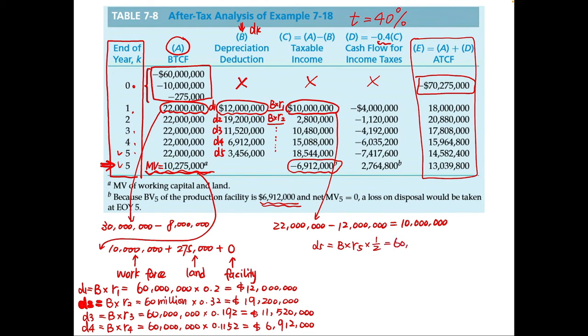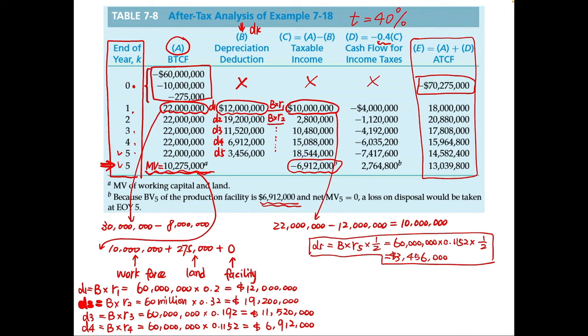So the B is 60 million. R5, if you check the table, it's 0.1152, and you need to half it. So the answer is 3,456,000. So that is the depreciation deduction in year 5, and this one is a little bit tricky. Okay, and then you have this B column filled up, and column C, that's the value of A minus B.